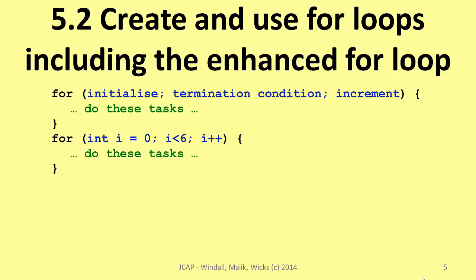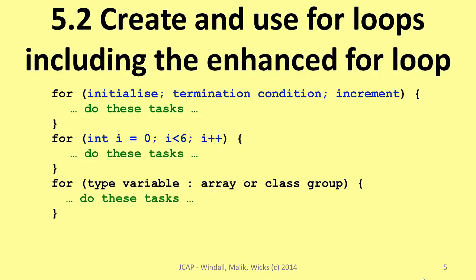Now what about the enhanced for loop? Here we need a type and then a variable name. Now that type can either be a primitive such as int, or a class name. If it's a primitive, it would be referring to an array. If it was a class name, it'd be referring to a class group. In either case, it would do the things in curly brackets.